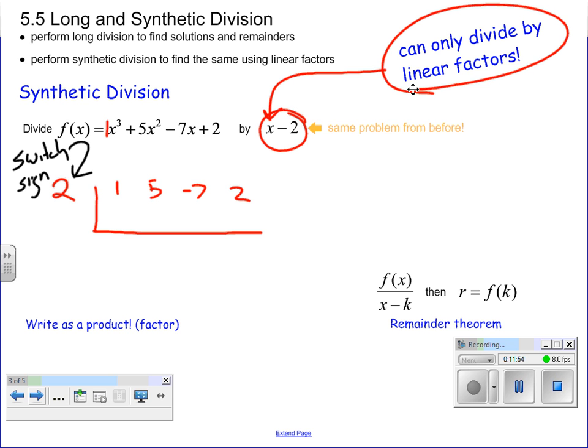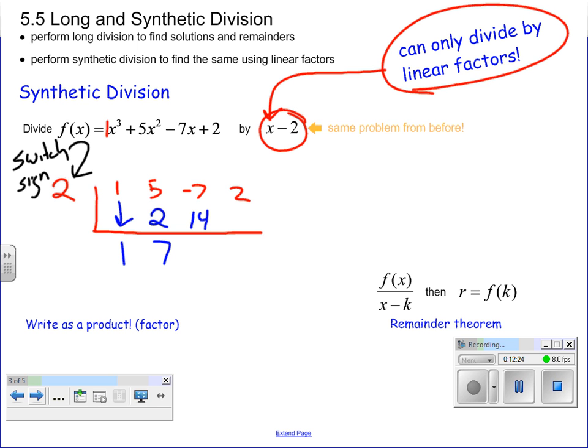Very first thing you do is bring down the first term. So 1. Any number on the bottom, you multiply by the 2. So 2 times 1 is 2, and you write it into the next column. Anytime you have a column, you add. 5 plus 2 is 7. It is now on the bottom. So then you multiply back towards the front. 2 times 7 is 14, and you write in the next column. We have a column again, so we add.